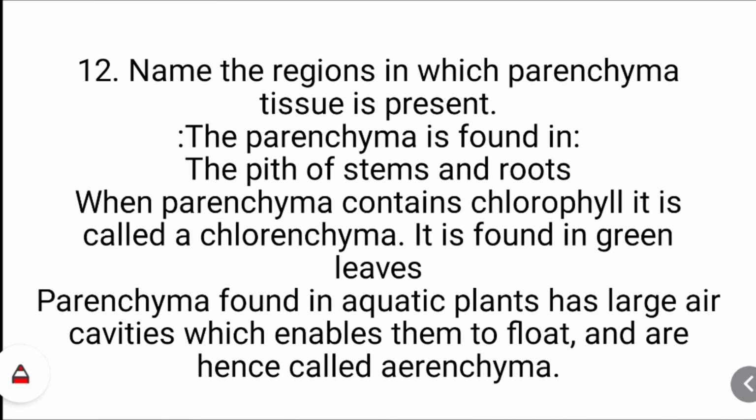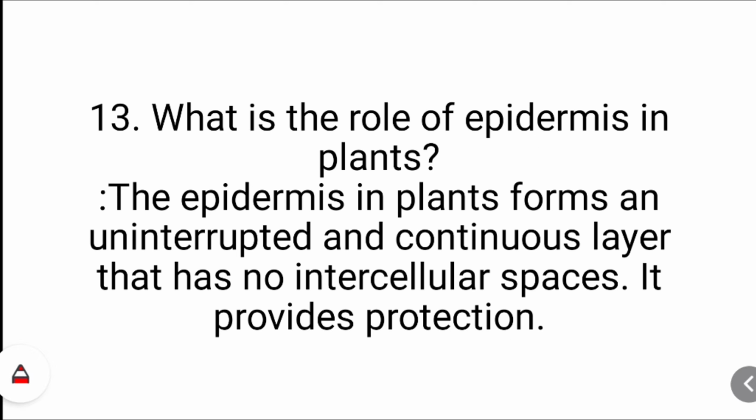Number 12: Name the region in which parenchyma tissue is present. The parenchyma is found in the pith of stem and root. When parenchyma contains chlorophyll it is called chlorenchyma, found in green leaves. Parenchyma found in aquatic plants has large air cavities which enable them to float and is hence called aerenchyma.